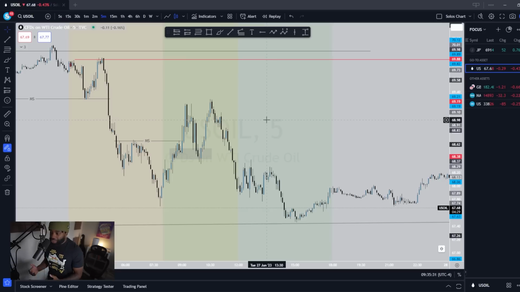So we're going to look at one of my favorite pairs, which is oil. Now this strategy requires you to trade in the New York session. So if you like the New York session, this would be perfect. How I go about this is very simple. The green box is the New York session, trading oil.